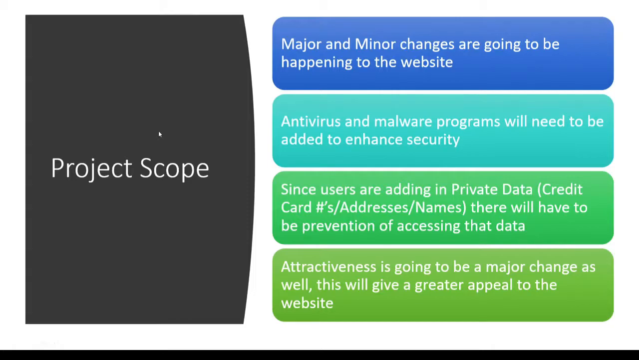All right, so project scope. We want to add antivirus and malware protection to enhance the security. Since private data is involved, i.e. credit card numbers, addresses, names, we want to have prevention to stop people from accessing that data. Attractiveness is going to be a huge major change as well. This is going to give the website a greater appeal.